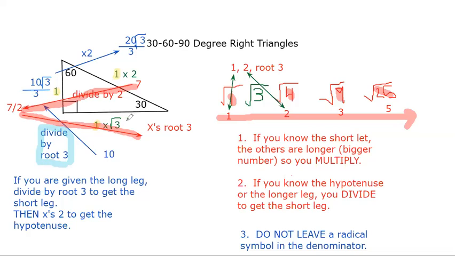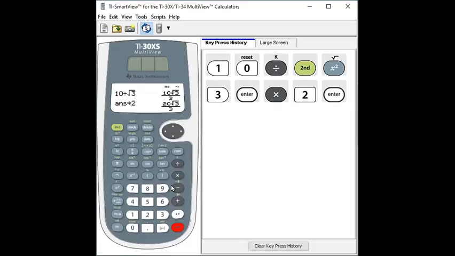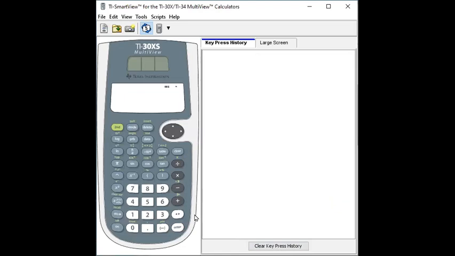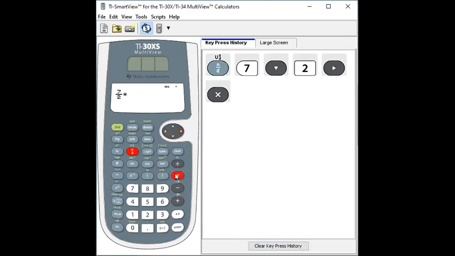So we have 7/2 times √3. N/D will get our fraction. 7, directional pad down, 2, directional pad to the right, times √3. Second, square root 3. 7/2 times √3 is just that. It doesn't get any simpler than that.